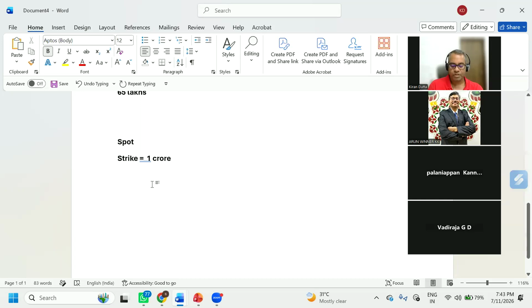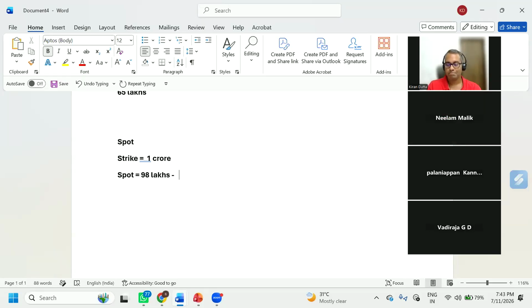Let's quickly go through a bit of math. For example, today spot price is 98 lakhs, and the strike price is 1 crore, which is the price that I'm trying to buy. In this instance, will I make money or not? Quickly. Buyer will not make money. No, seller will make money. From the buyer's perspective, loss of 1 lakh.